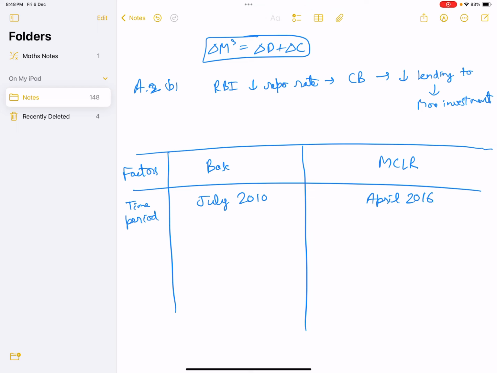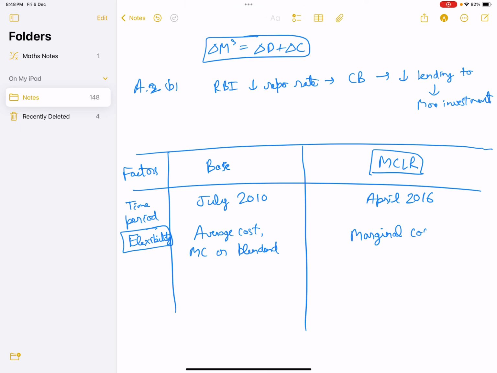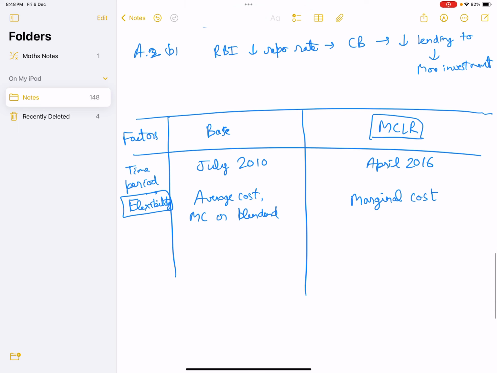Now if you're discussing flexibility in deciding the cost of funding, which is a very crucial point: in the base rate, the flexibility was given whether to choose average cost or marginal cost or a mixture of both or some blended form. Whereas in MCLR, it is clearly stated that the banks are supposed to use the marginal cost principle in determining their cost of funds. Since they have given this much discretion, this leads to a more opaque system.